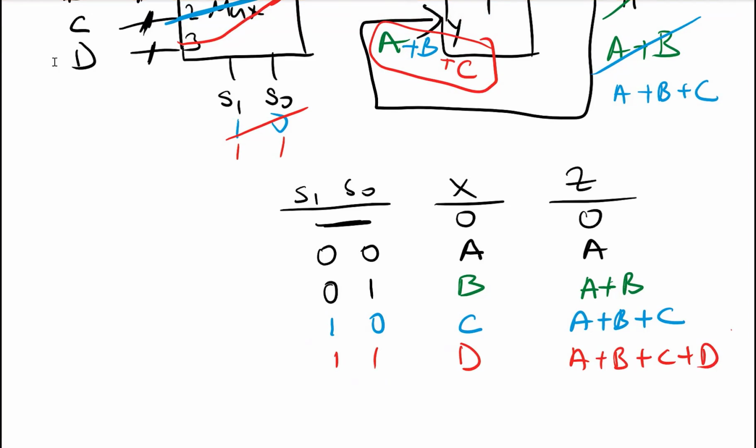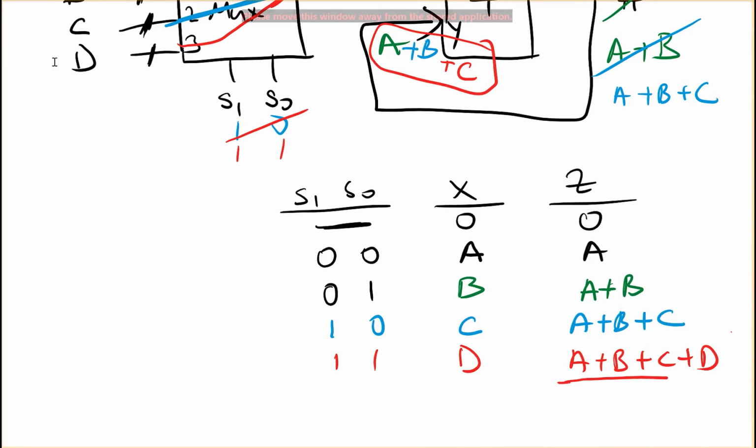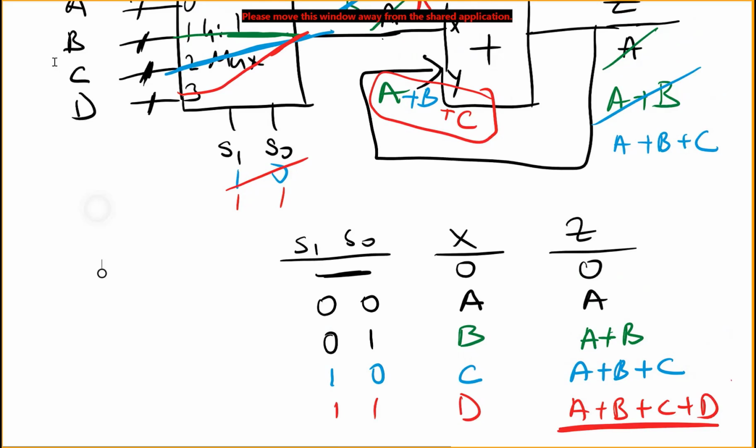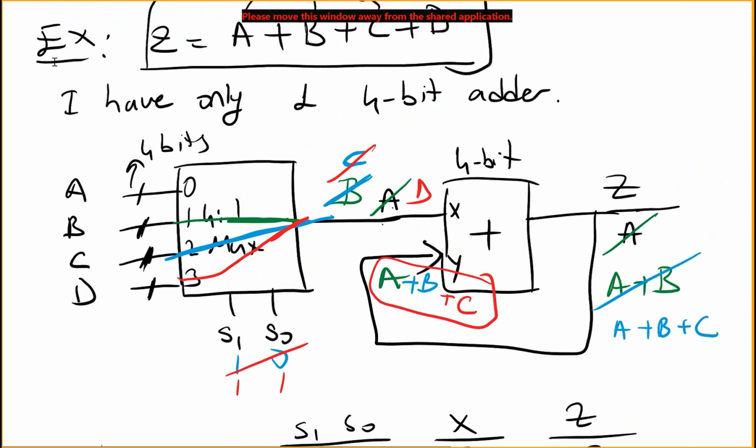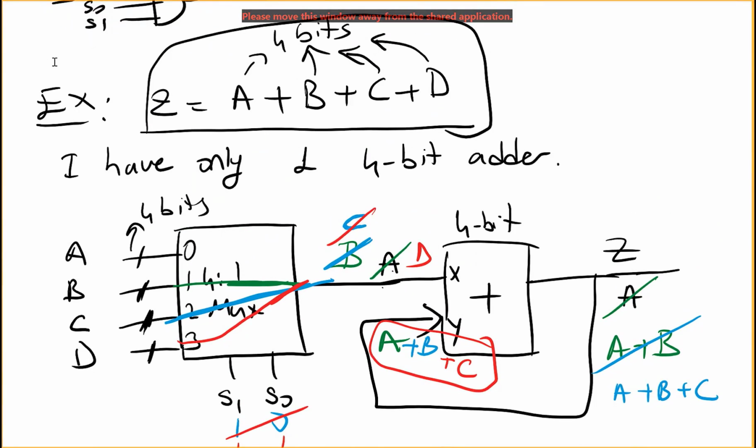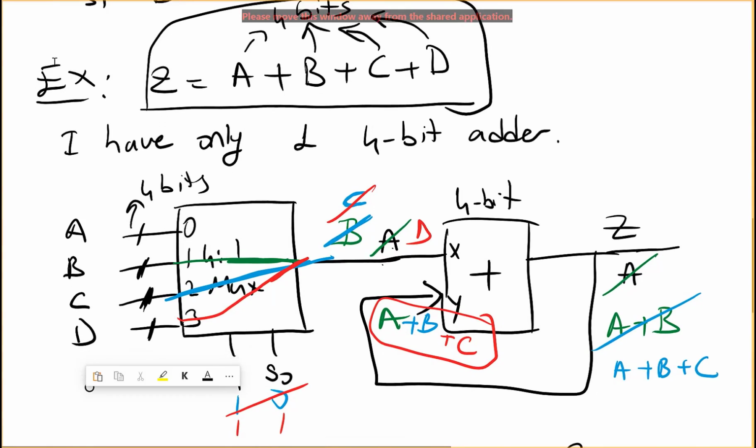Right? So by using this multiplexer and one 4-bit adder, I was able to do this addition A plus B plus C plus D successively, right? One by one I did this addition. I only used one multiplexer. So this is one other application of these multiplexers, right? Sometimes we need to do some serial operations and we need to change our inputs. In that case we can use these multiplexers in our circuit.